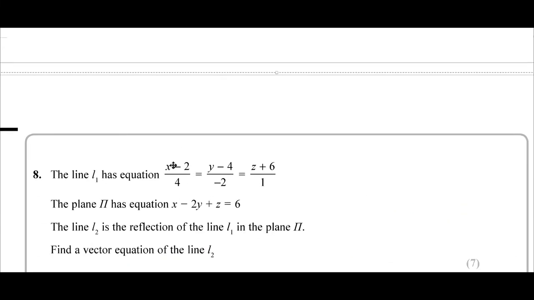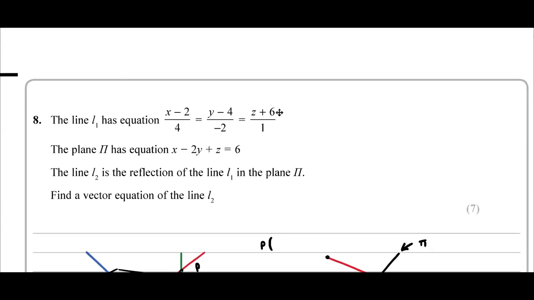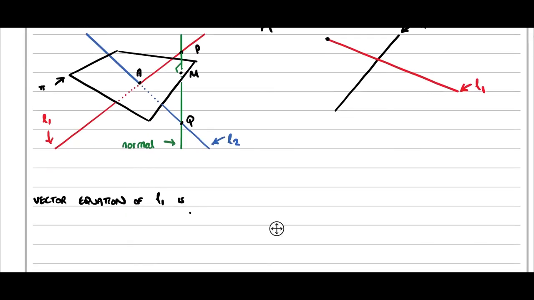So your A1, your A2, and your A3 are 2, 4, and minus 6, respectively. And the B1, the B2, and the B3 are 4, minus 2, and 1, respectively. And therefore, the vector equation of L1 would be, we'll call it R.